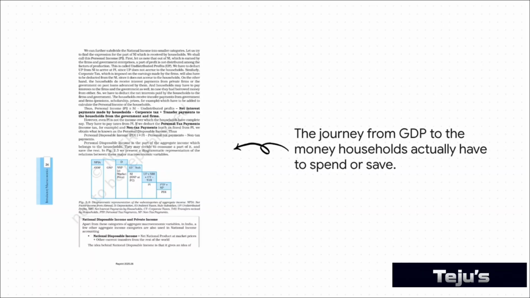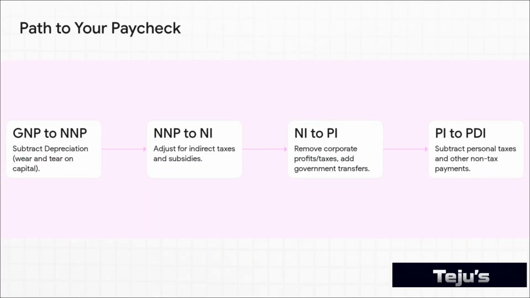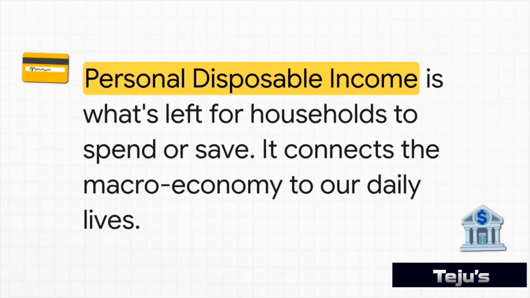Let's walk through it. All right, here's the path. First, we take our national product number and subtract something called depreciation. That's just the value of all our machines and buildings wearing out for the year. Next, we make some adjustments for taxes and subsidies to get to the true national income. From that, we have to take out money that doesn't go directly to people, like the profits that corporations keep. But we add back money that people receive from the government, like social benefits. And finally, we subtract personal income taxes. And that finish line, after all those adjustments, is personal disposable income, or PDI.